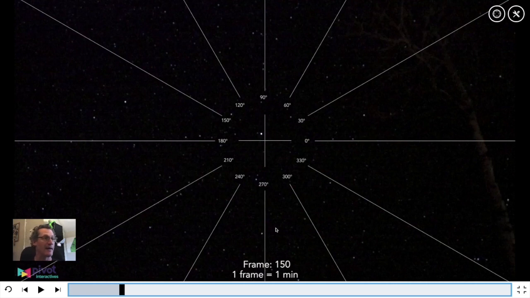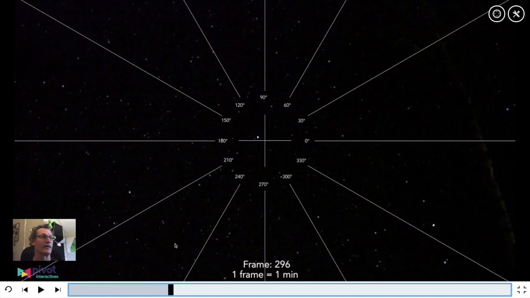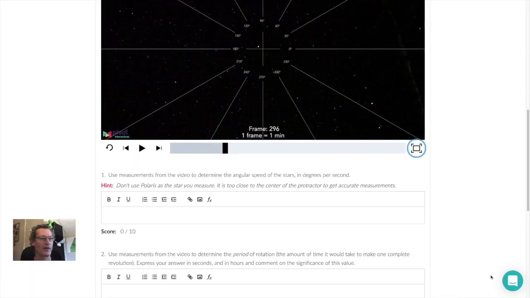We'll figure out the time by looking at the frames. Each frame represents a minute, and it tells you which frame you're on. In this case, we're starting here at frame 150. If we go forwards, we get frame 296. And we would track the stars and figure it out that way. So move this around accordingly to make your measurement and figure out how much time it takes to move a certain angle. From there, we can extrapolate and figure out what it takes to make one revolution, which is 360 degrees.